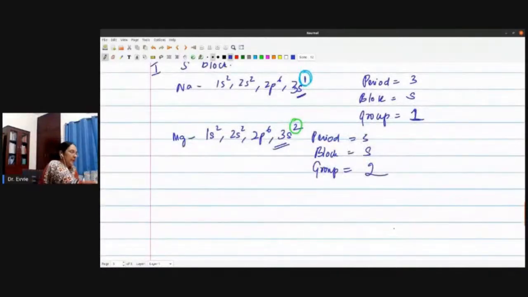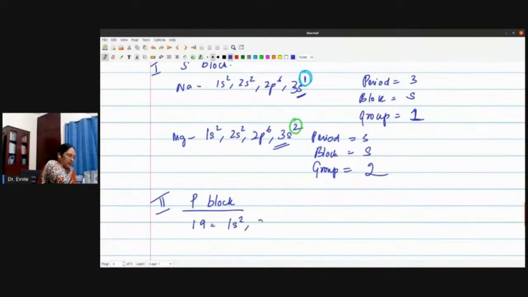Now coming to the second part. If it belongs to the P block, how to find the group number? Okay, so I've gone extreme right now. So let us take some examples. Let me take atomic number 19. So how do I write 19?